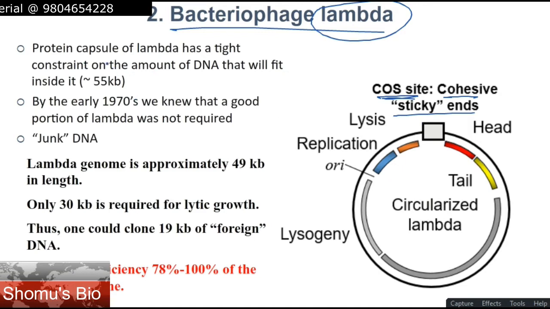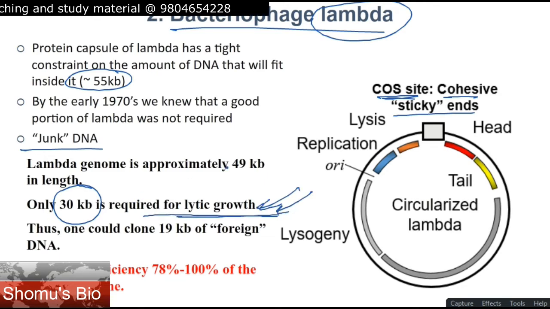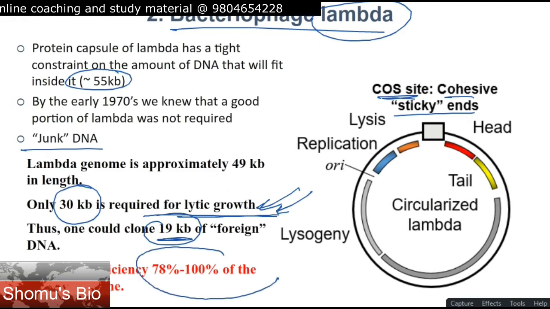Now the protein capsule of lambda has a tight constraint, and the DNA that will fit is maximum up to 55 kb. By the early 1970s, we knew that much of these 55 kb is junk DNA, so we can cleave that junk DNA out. Only 30 kb of the phage DNA is required for the lytic growth of the phage. So the rest, 19 kb, is junk, and we can use that 19 kb for the target DNA to be inserted. The packaging efficiency is 78 to 100%, so near about 80% minimum packaging efficiency is present.